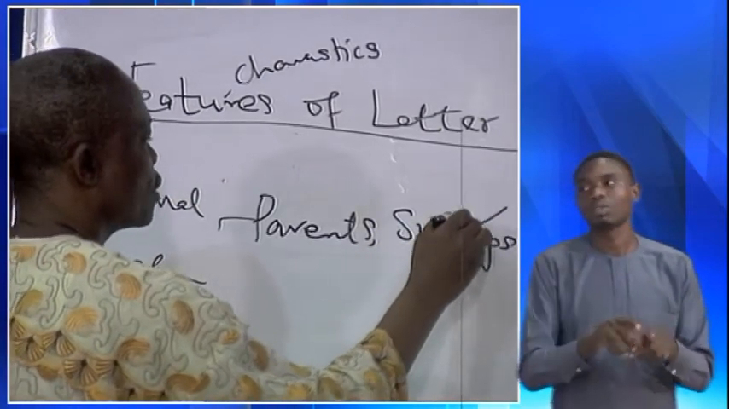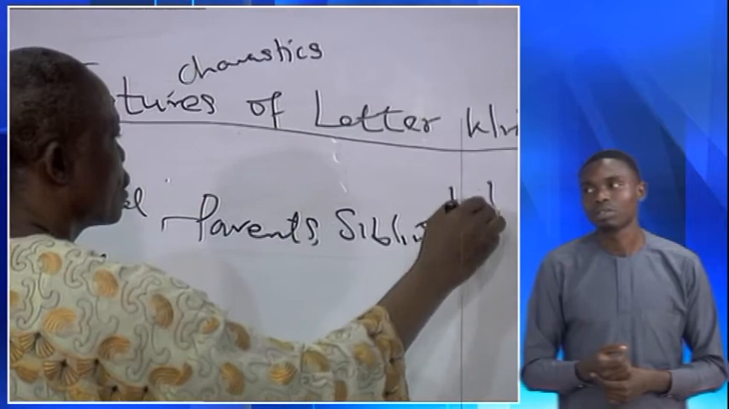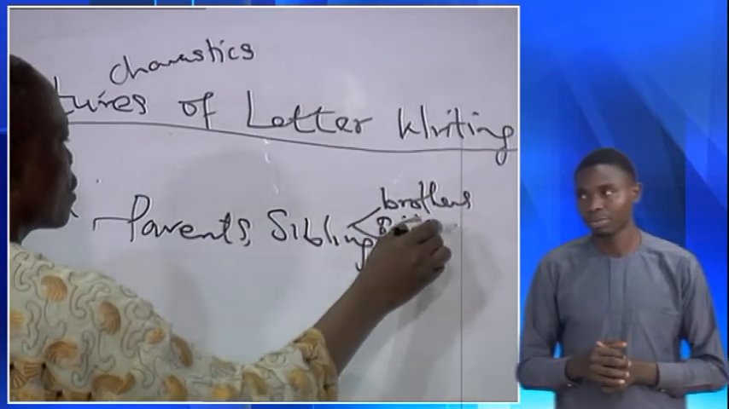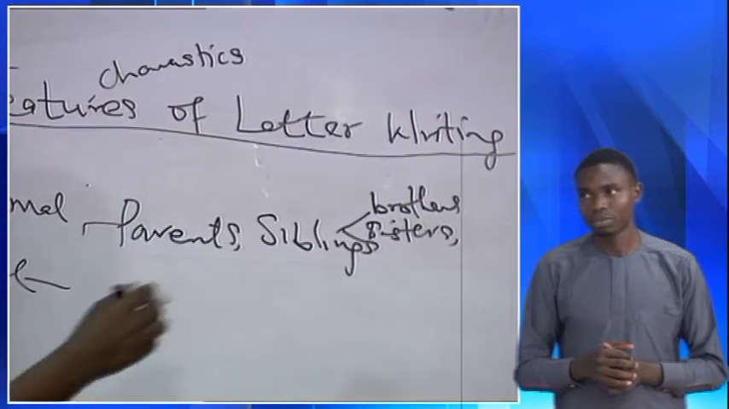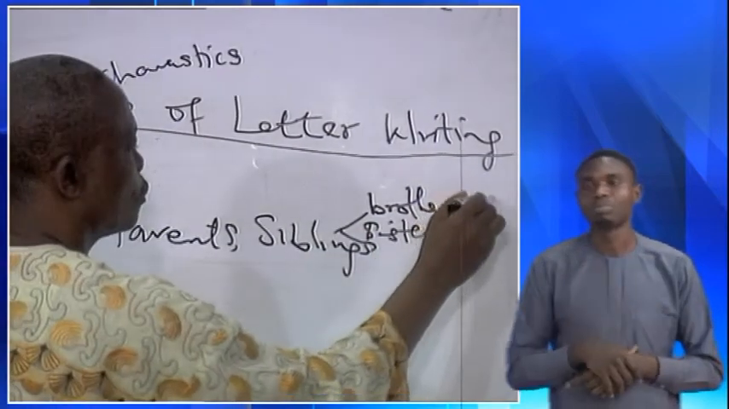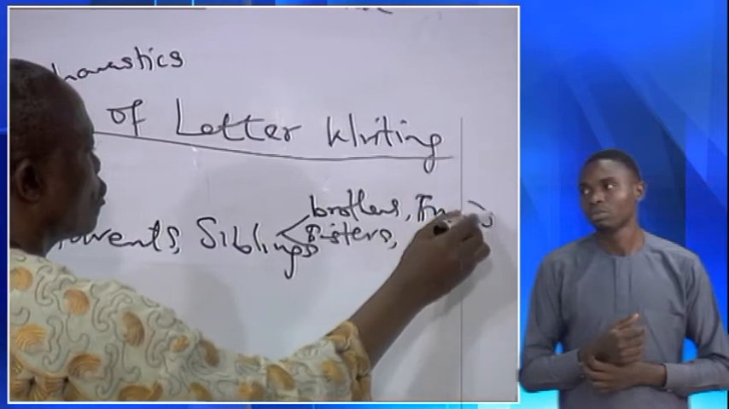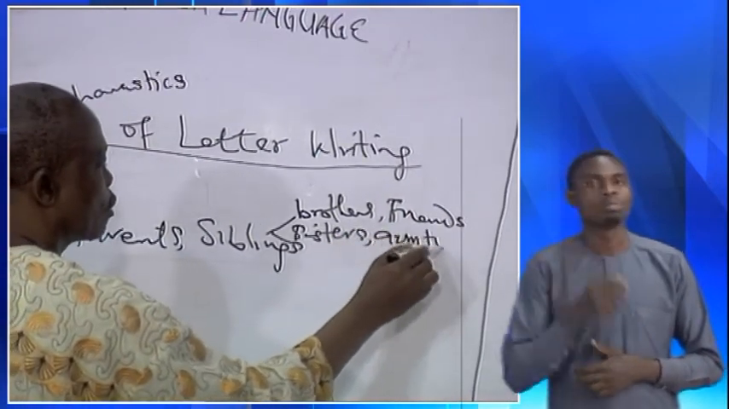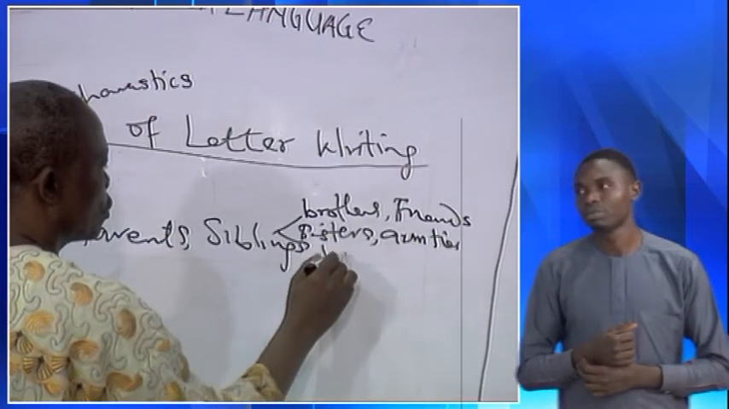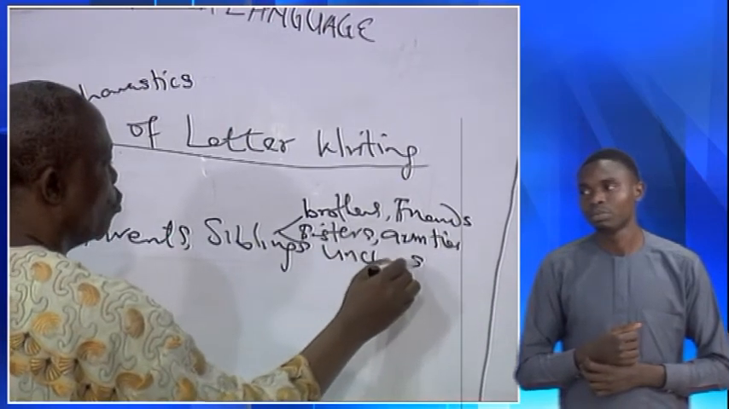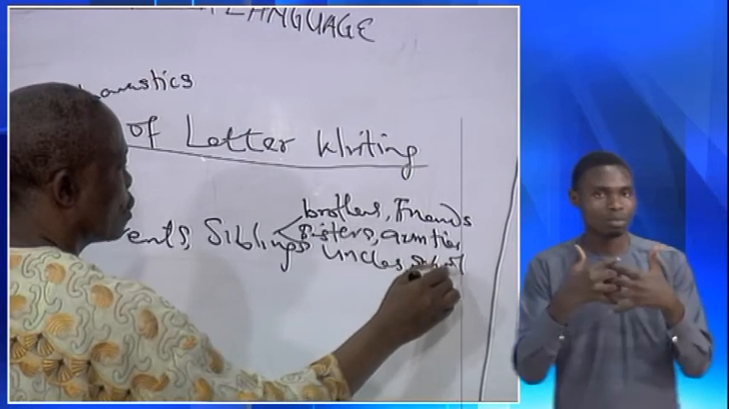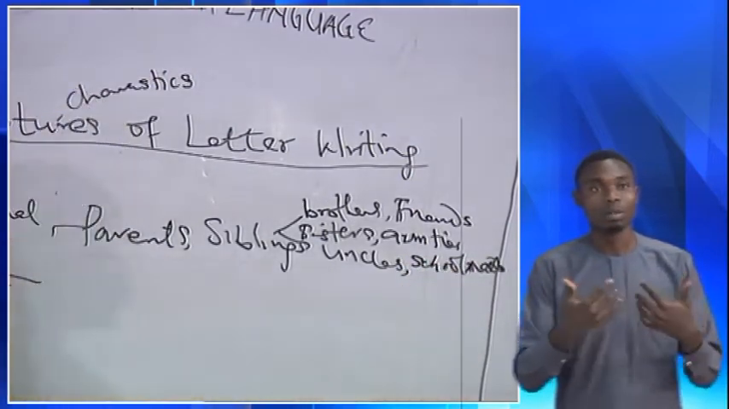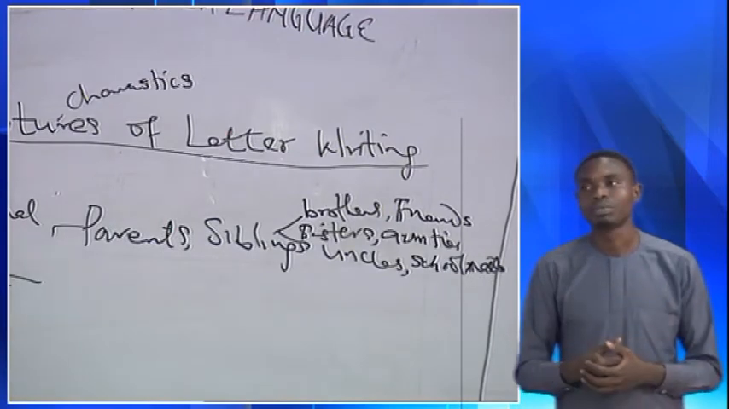And who are your siblings? Brothers and sisters. Your friends, uncles, or your aunties, schoolmates, and all your other close relations.